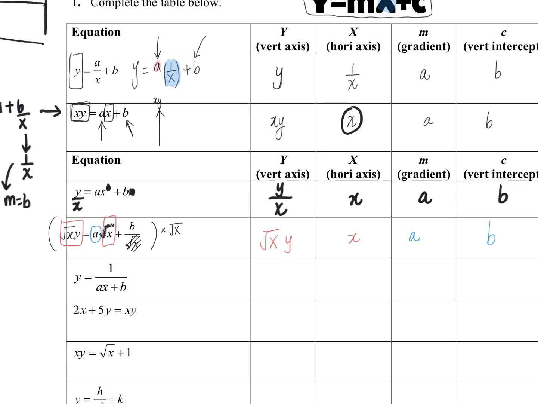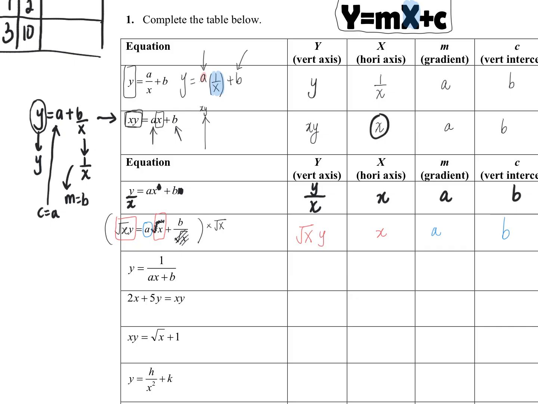Sorry? Square root times square root, the square root disappears, remember? But what will become x? That's why the left x is gone. Then what is the other x cancel? This one and this one cancel out.